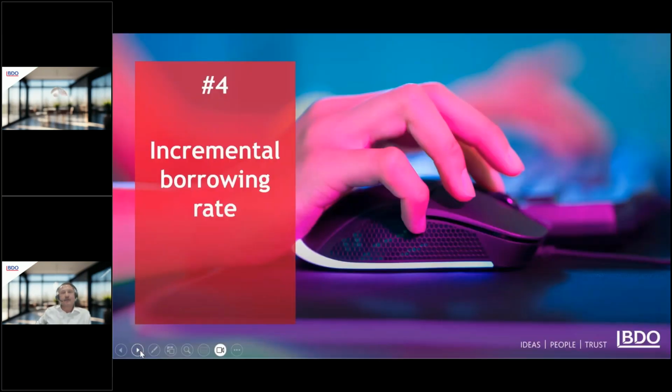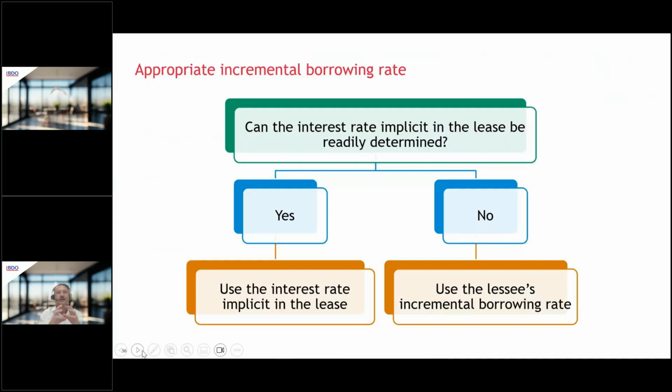All right, incremental borrowing rate. I want to say it's probably common error number one. I don't think we've actually nailed this one as a profession or as an industry. I think it's maybe not as prevalent at the moment because interest rates are coming off a little bit and they've stabilized for a while. It was more of a common error when interest rates rose really rapidly, and people were using interest rates that were either old or they weren't updating them depending on those rapid rises. But basically, you need to use an appropriate incremental borrowing rate for each lease.